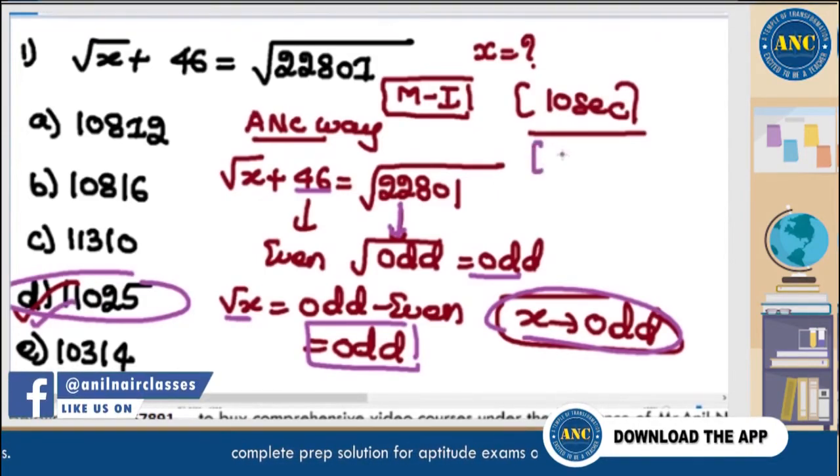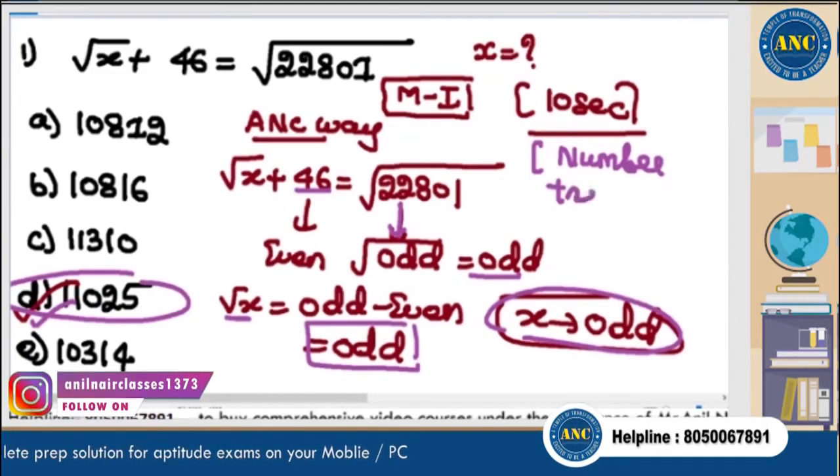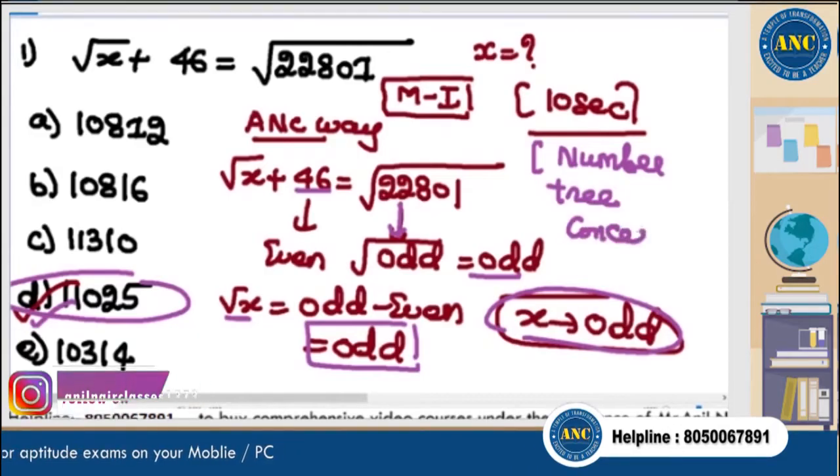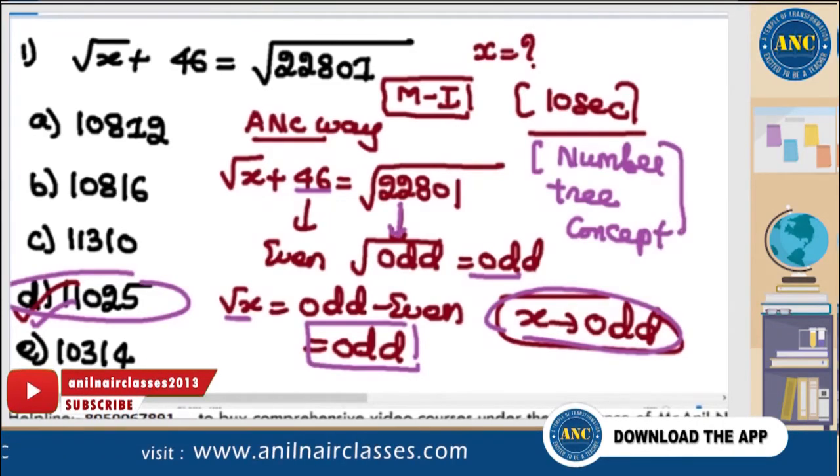This is by using the number tree concept. Write down model by model so that you will understand which concept to use when. Number tree concept. What if more than one answer option is an odd number? Everything we will discuss.